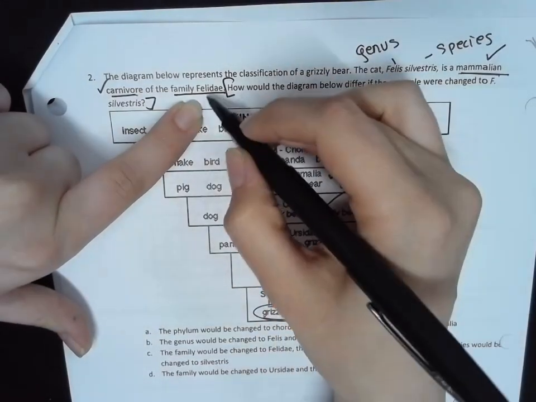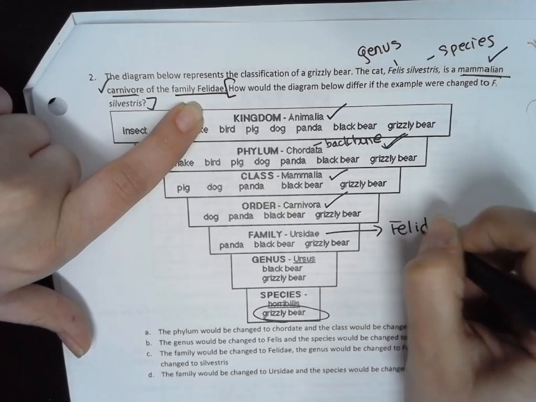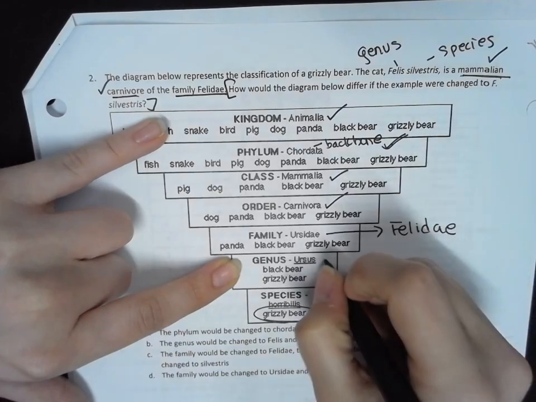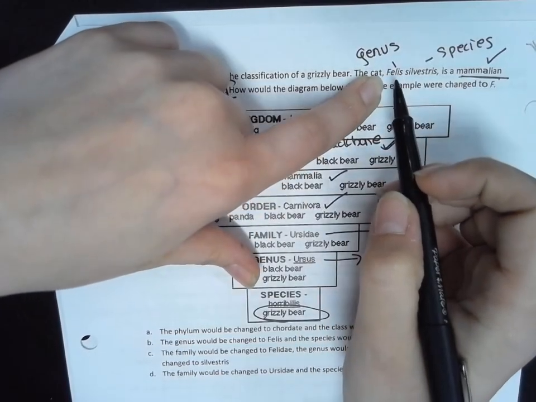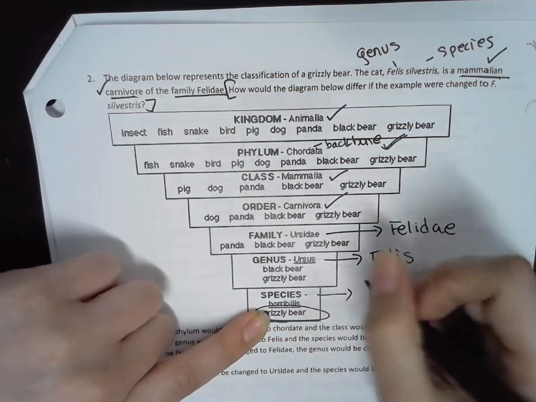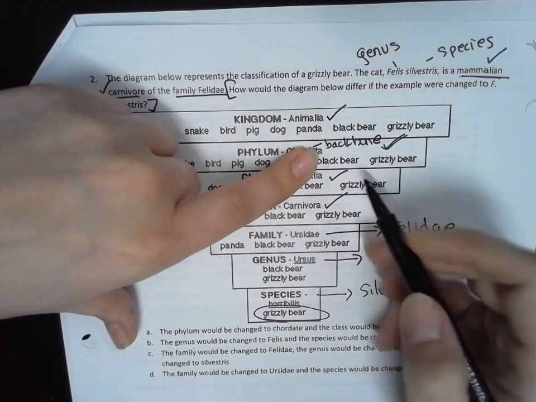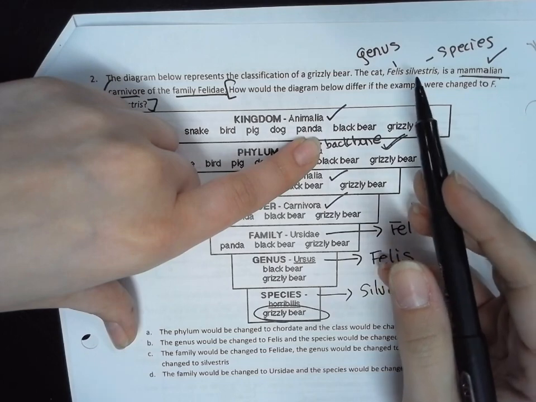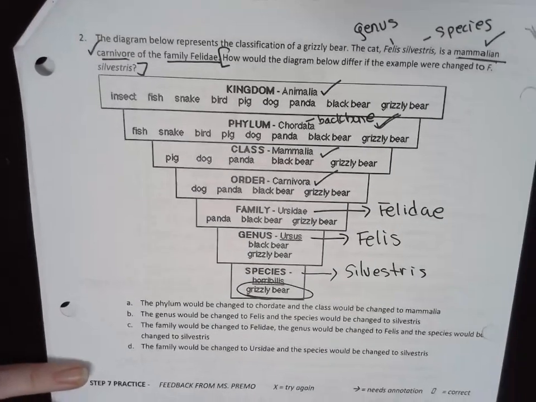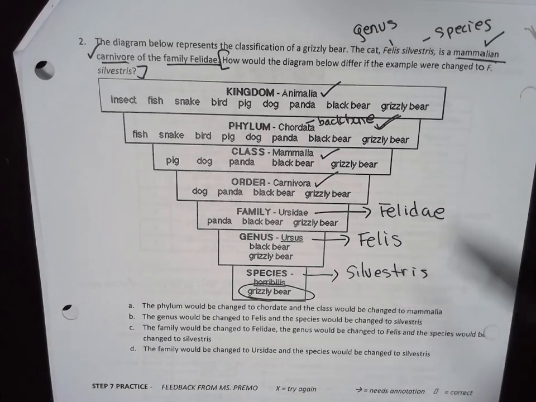However, in here, the family is Felidae. So I would draw an arrow to notate that this would change if my example changed. And then it tells me also the genus would change because the name here, the genus is Felis. And the species would also change to Sylvestris. Again, check marks mean this would not change if the example were changed. The arrows mean yes, they would be changed to these specific things. So now I go through. My answer has to include these 3 changes. It has to include all of them.